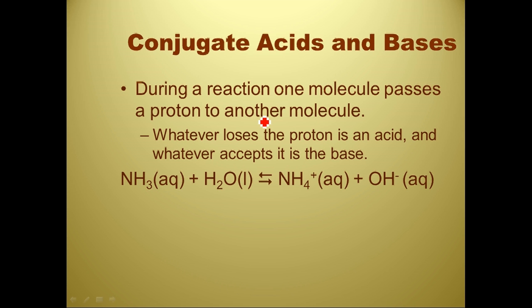During a reaction, one molecule passes a proton to another molecule. Whatever loses the proton is an acid. Whatever accepts it is a base. That's basically what we just went over. So if we take a look at this particular reaction, what we're going to notice here is that, well, if I'm trying to identify my acid, NH3 is not an acid because acids have hydrogen written in front of them usually.